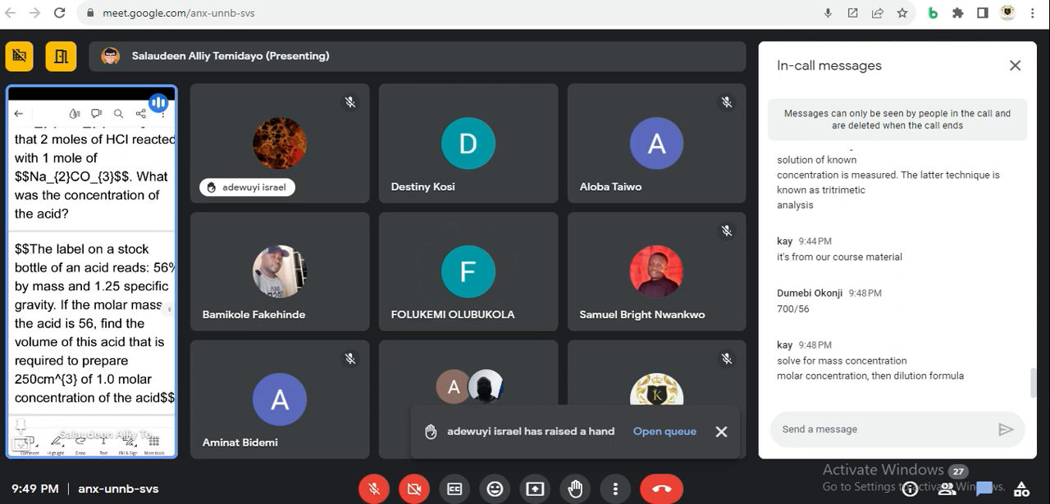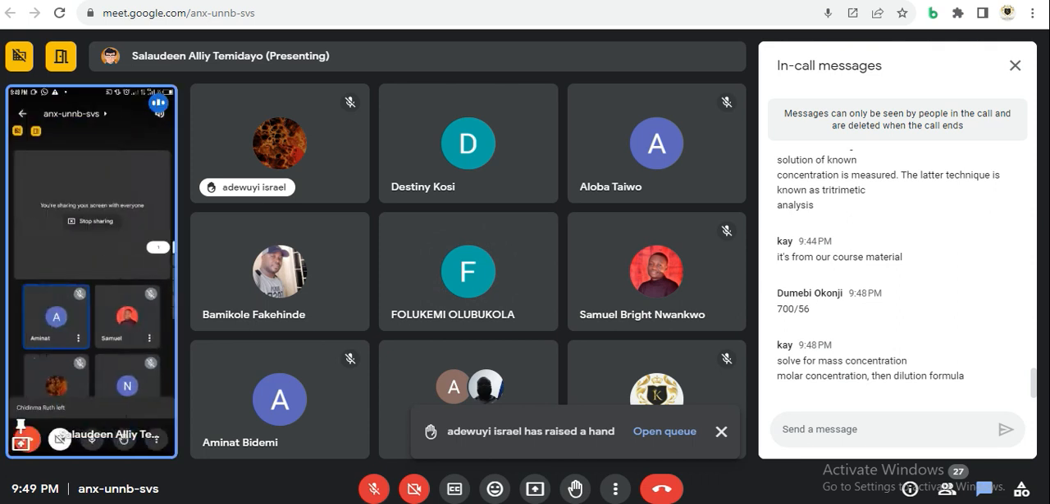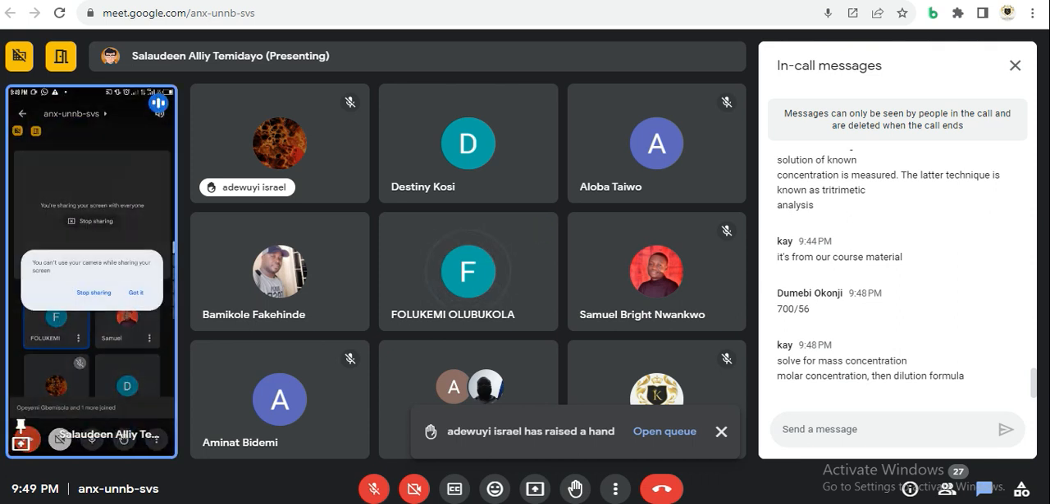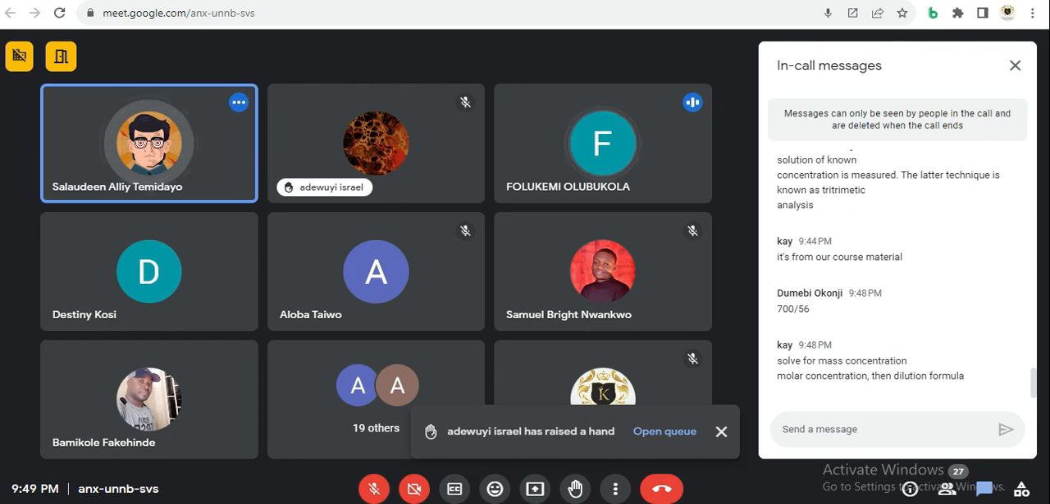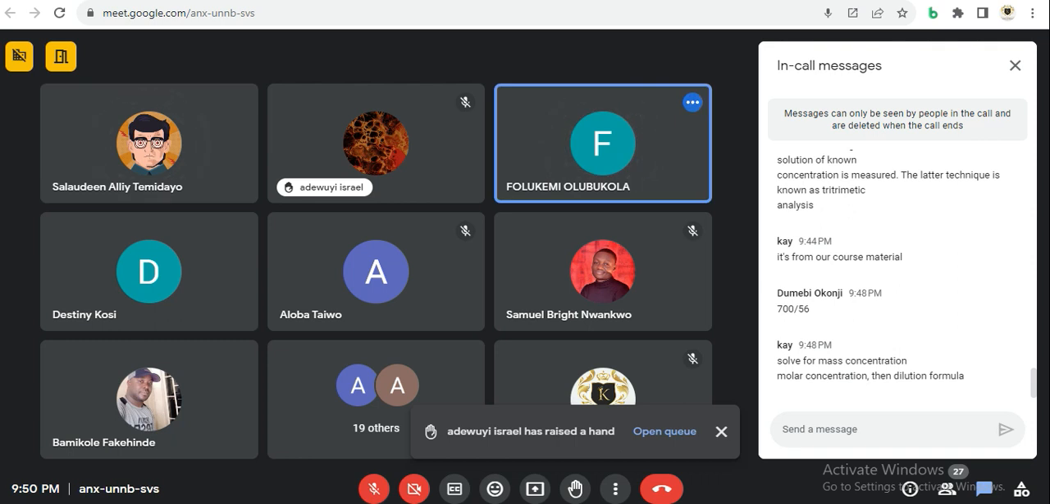So we have the V2 given to be 250 cm cube. We have the C2, 1 mole per dm cube. So we are looking for V1. But to get that V1, we must get that C1 first. And to even get that C1, we must get the concentration of the acid in grams per dm cube first. So I'm going to show my screen now. These are the parameters I have.